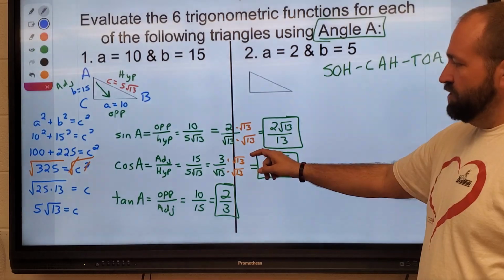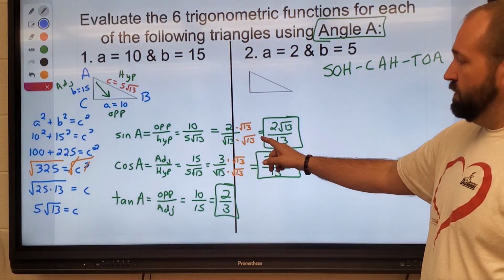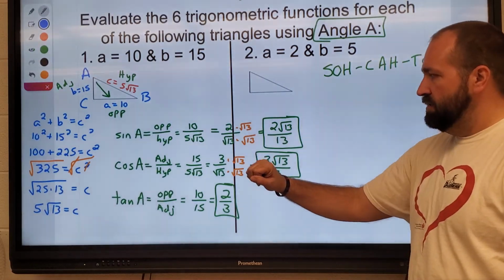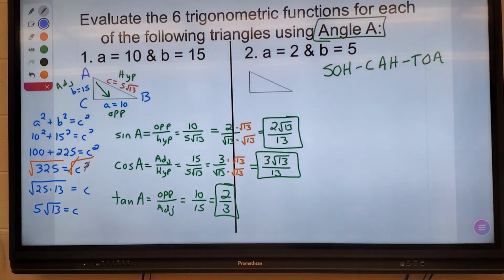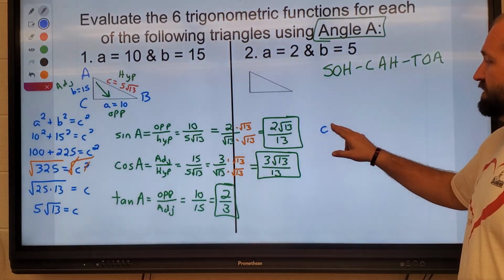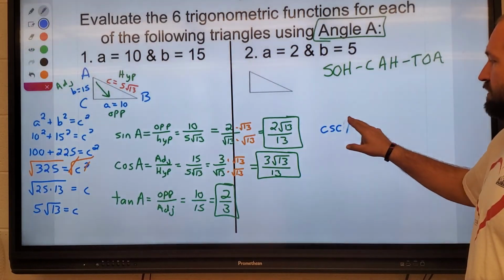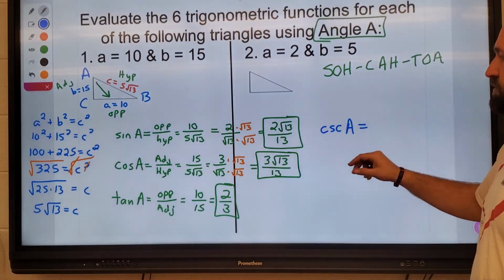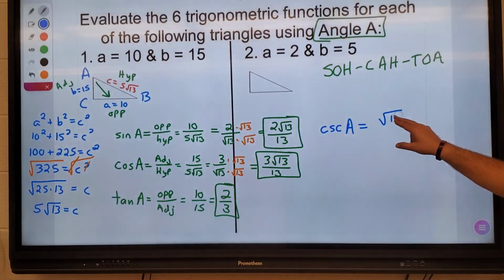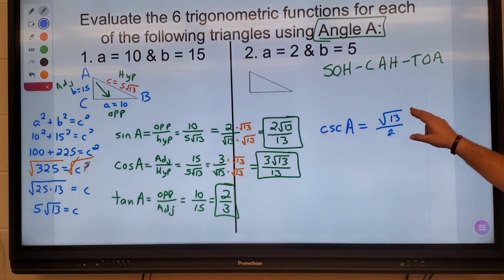Okay, but if I backtrack and I continue backwards, square root of 13 here and square root of 13 in the orange was just used to simplify. But if I take this fraction here and I flip it, that gives me something that I don't have to simplify. It's already done. So then here I have CSC, or the cosecant of A, is equal to taking this and flipping it, the square root of 13 over 2. Done.